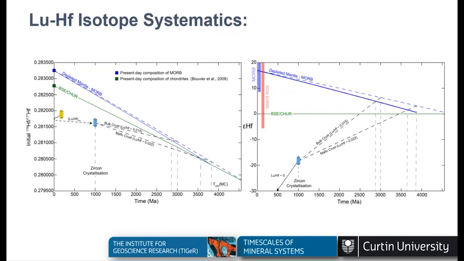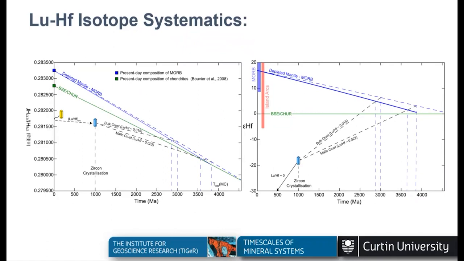In the zircon, that lutetium hafnium ratio is very, very small, so you can imagine this line is essentially horizontal. So it's not a huge issue really, but if you wanted to try this in other minerals, that might not be the case.